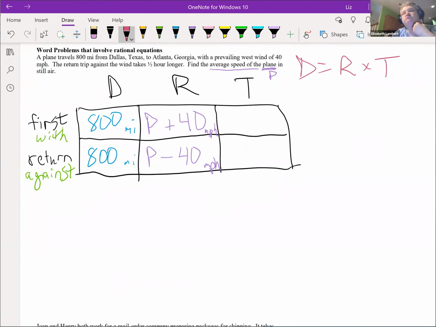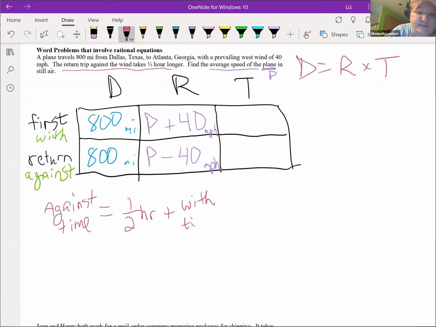Now our time. What they told me about time is the return trip against the wind takes a half hour longer. A half hour longer than what? Than the with trip. So that tells us the against time is a half hour more than the with time. So I have an equation here that relates my times, and I have some blanks in my table. If I can figure out how to represent time in terms of distance and speed, then I can fill it into my equation and solve.